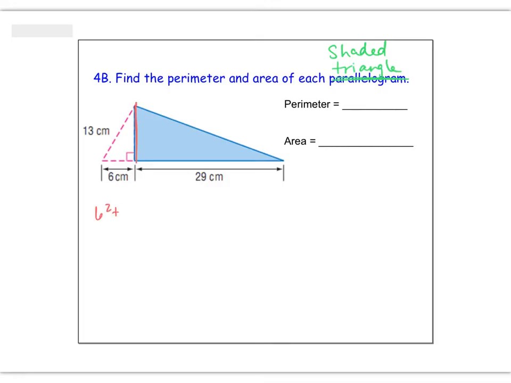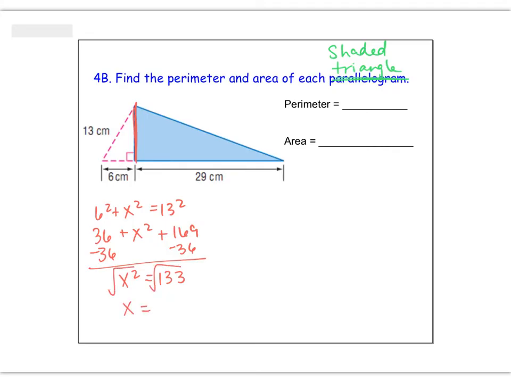We can do 6 squared plus x squared equals 13 squared and figure out that height, basically, of the triangle. 6 squared is 36, 13 squared is 169. Subtract your 36, and you're left with x squared equals 133. Then we don't want x squared, we want plain old x, so we take the square root, and x turns out to be about 11.5. So this distance is 11.5.